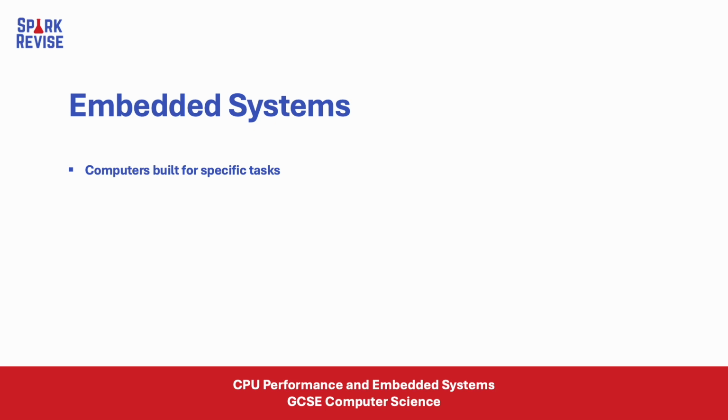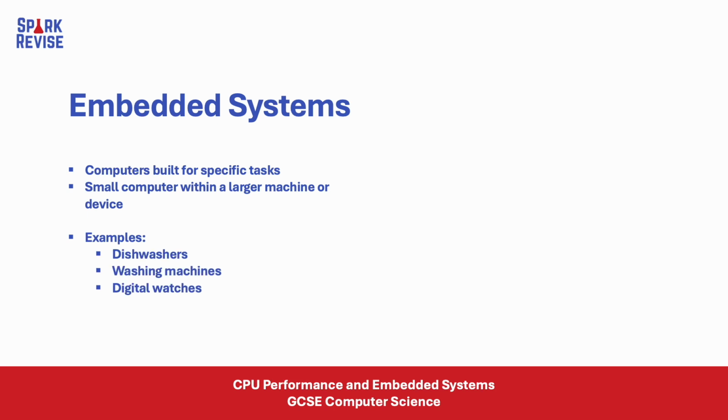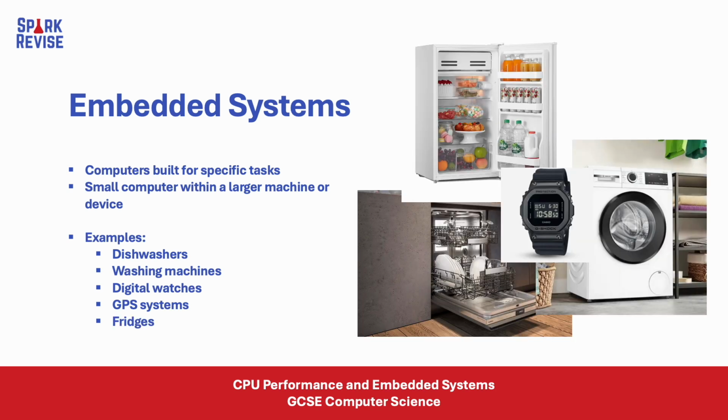And what actually is an embedded system? Well, it's a small computer within a larger machine or device. So we've got a washing machine. It's a tiny little computer that carries out a very specific process. Instead of being a general purpose computer, it's programmed to perform one specific function. Examples of embedded systems, as we talked about: dishwashers, washing machines, digital watches, GPS systems, and refrigerators. And we've got some lovely pictures of them there.